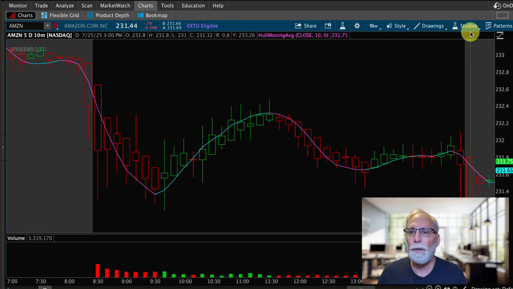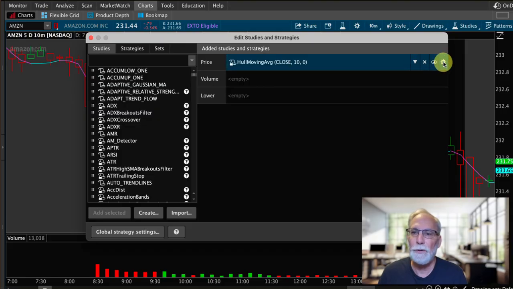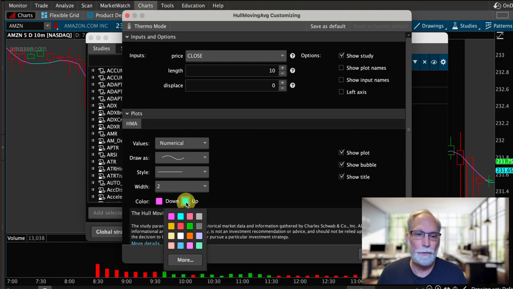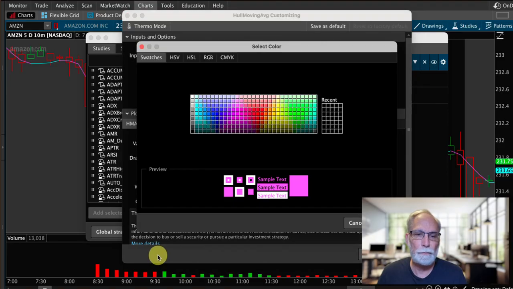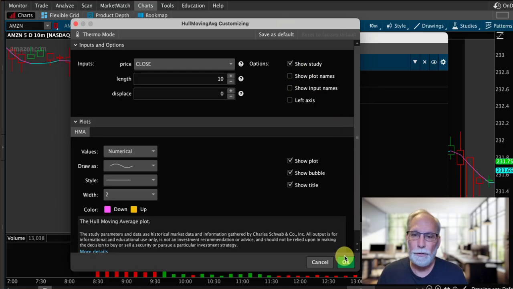Okay, and let me add one more thing here, which will make it a little easier on the eyes. Let me make this width 2. I'm going to change the colors so that they're a little bit more noticeable. Maybe not that dark. There we go. And show you the Hall moving average.